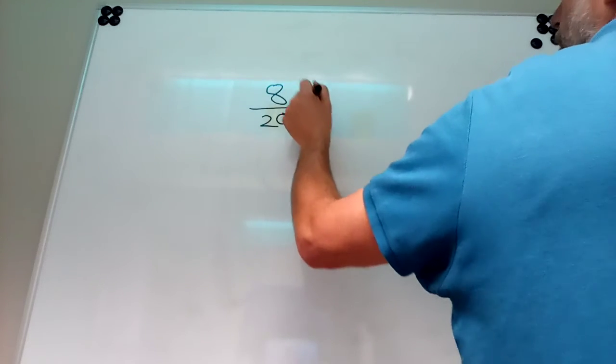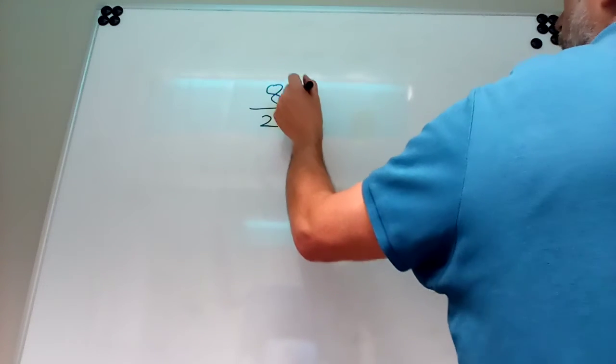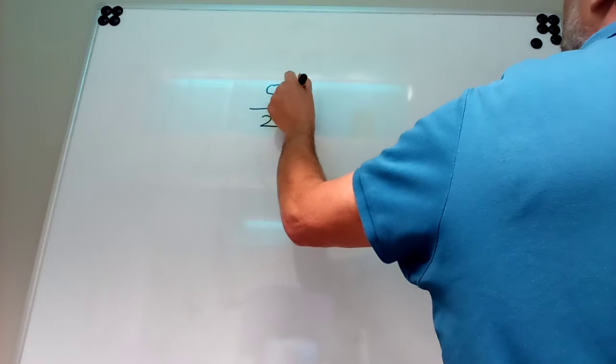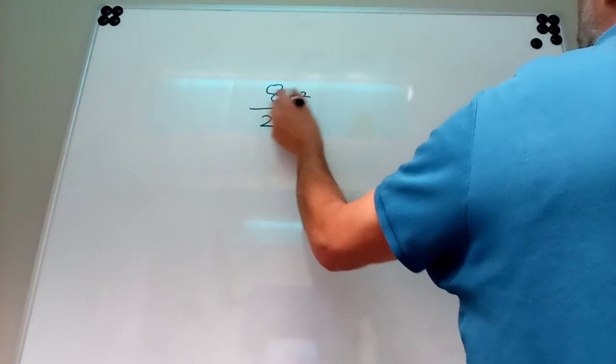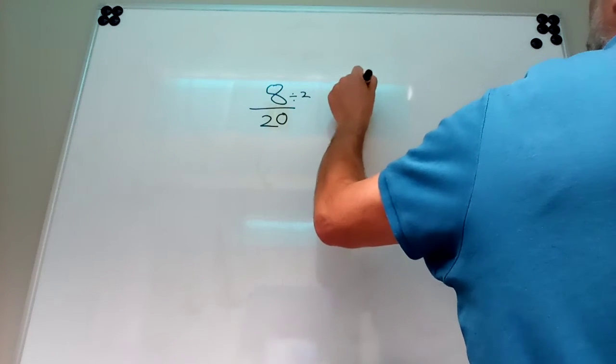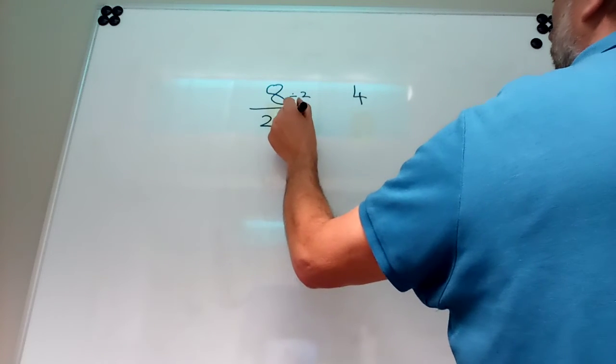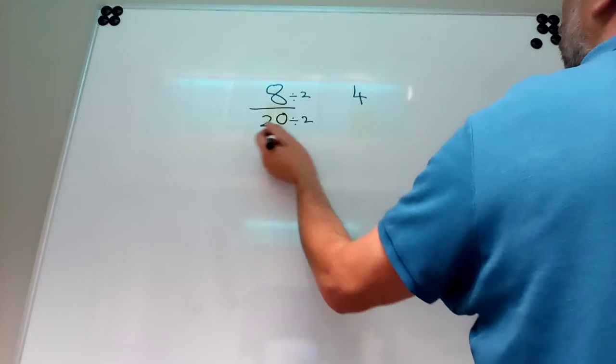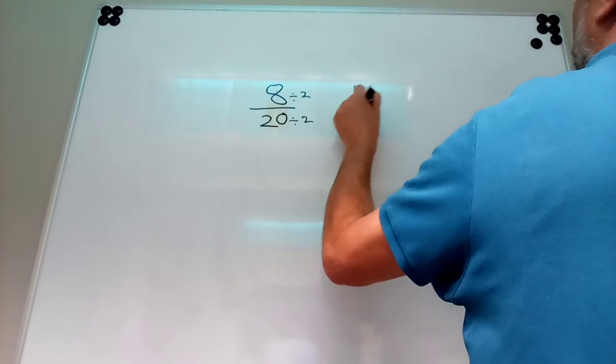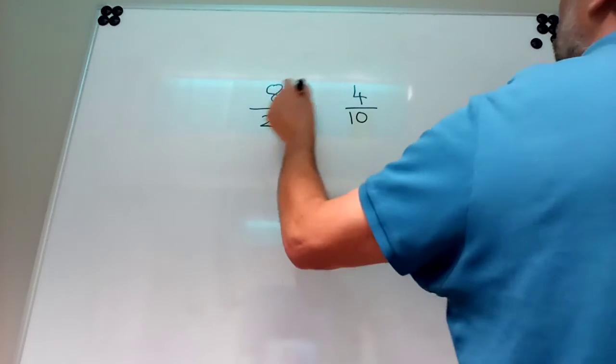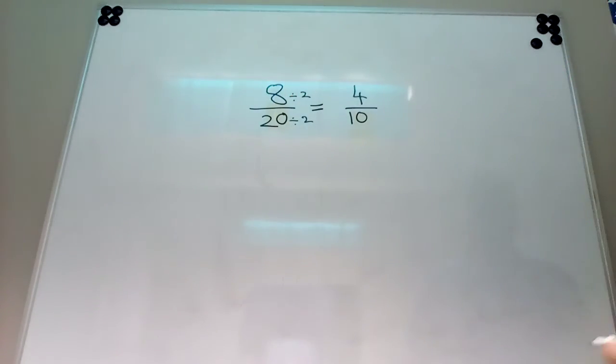Well, 2 goes into 8 4 times. 4 times 2 is 8. So if we divide by 2, 8 divided by 2 is 4. And we're going to divide the bottom by 2 also. 20 divided by 2 is 10. Okay, great. So now 8/20ths does equal 4/10ths. Those are equal to each other.